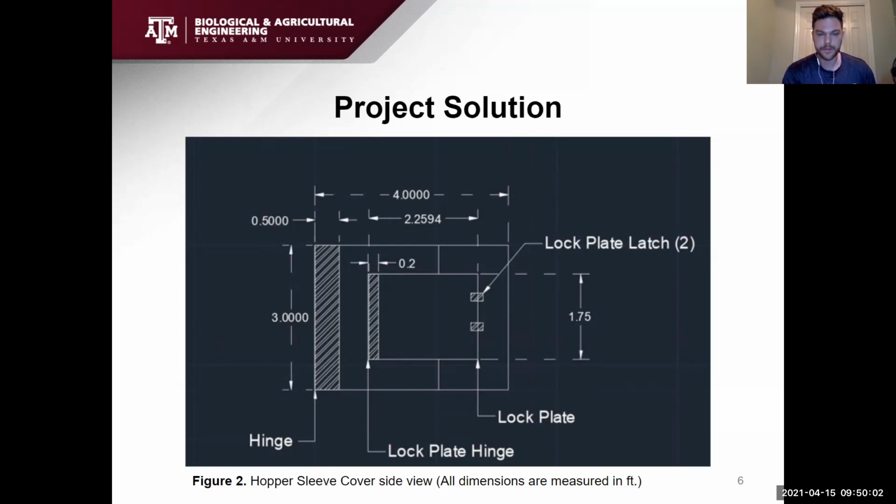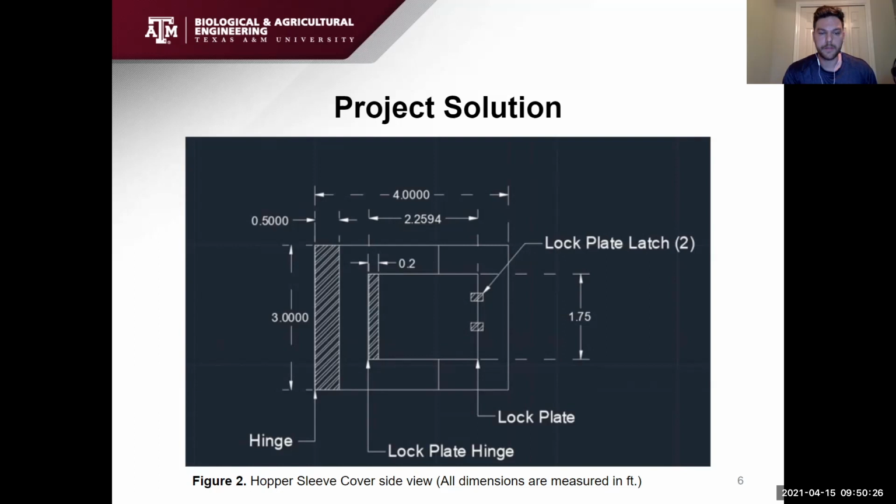As you can see, there are 2 hinges labeled in figure 2. The bigger hinge on the left is there to allow the hopper sleeve to open and close. The smaller hinge is attached to the plate cover piece in order to allow that plate cover to open and close. There are also 2 lock plate latches shown in figure 2. They're there in order to keep the whole piece of equipment closed and secured during operational use.